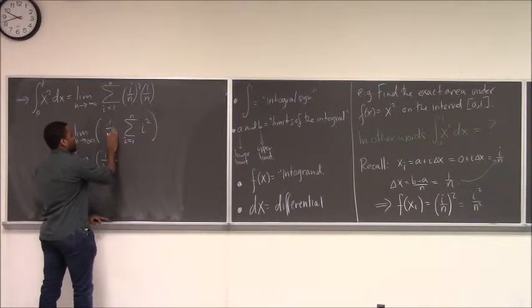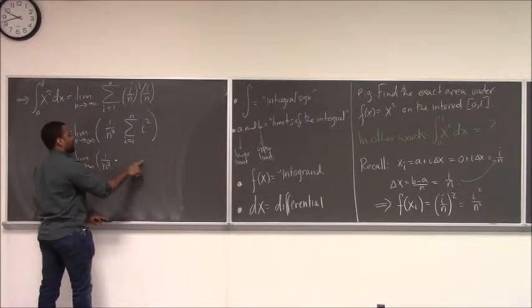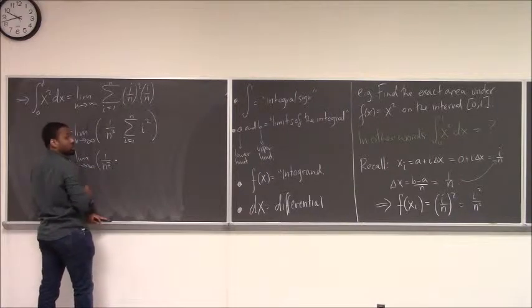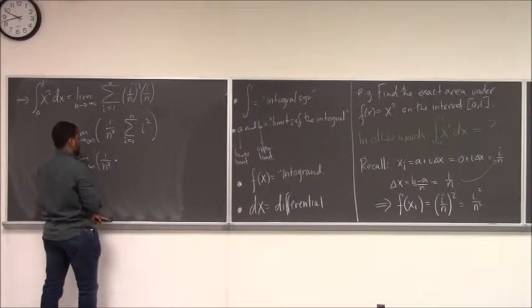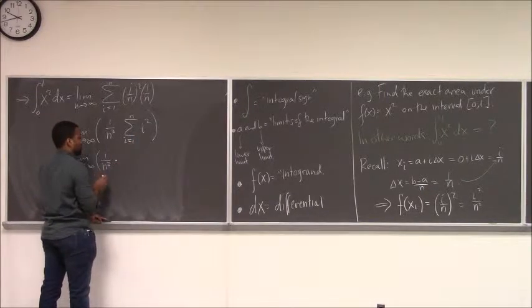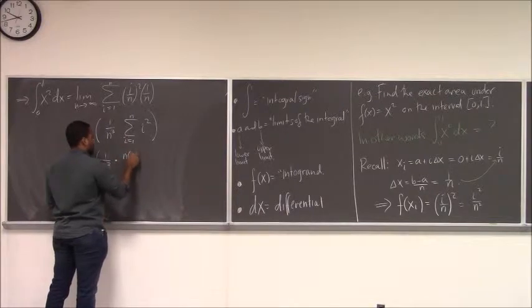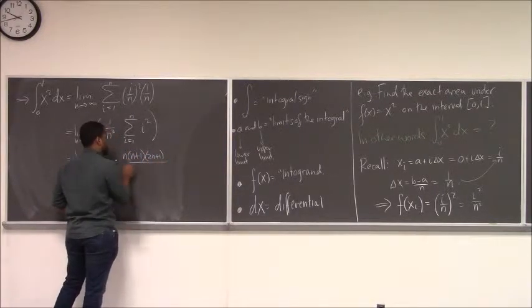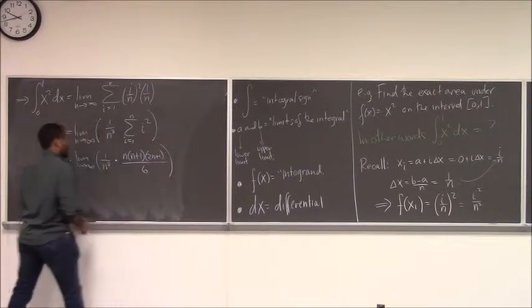That should be imputed, because then the formula wouldn't have worked out. But what is the sum of i squared, i goes from 1 to n? For i squared, it's n times n plus 1 times 2n plus 1, over 6.